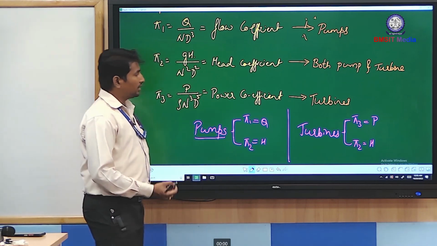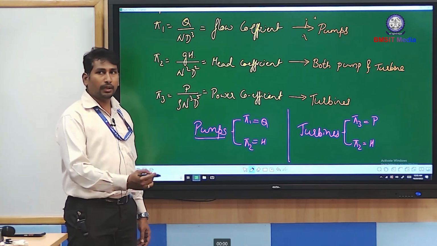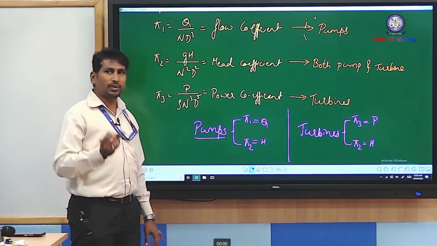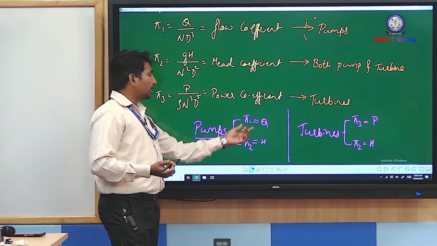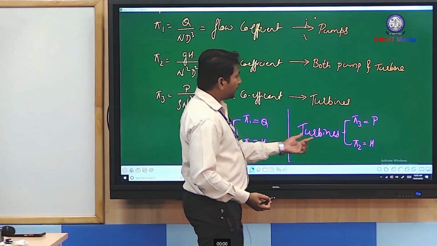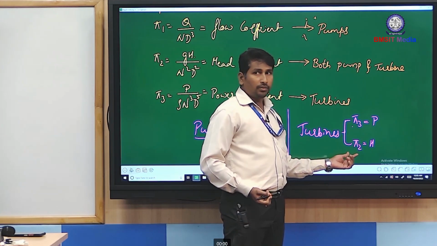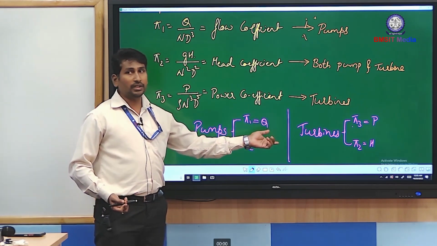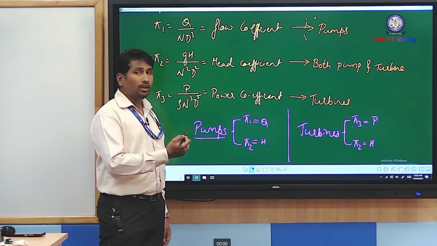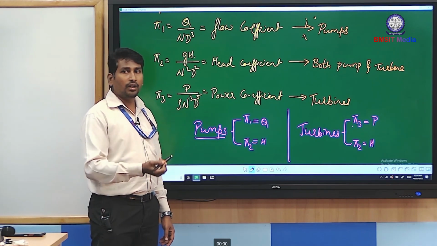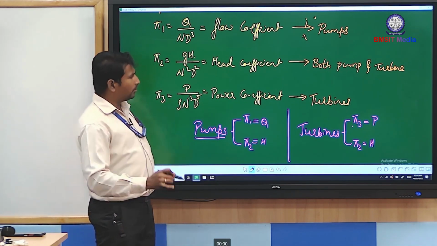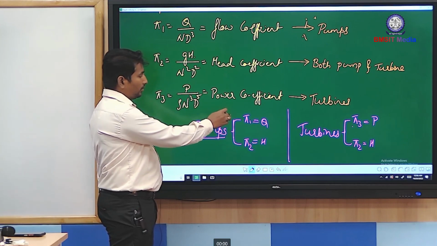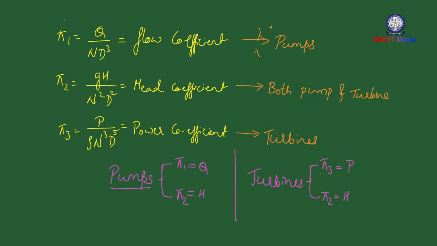Further in this chapter we are going to solve problems based on pumps and turbines. While solving the problem, this concept is very important. If the problem is based on pumps, then directly you can go with the pi 1 term and pi 2 term. If the problem is based on a turbine, directly you can take the formulas of pi 3 and pi 2. This is the thumb rule to remember for solving a particular case: pi 1 and pi 2 for pumps, and pi 3 and pi 2 for turbines.